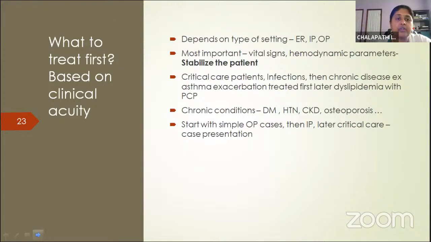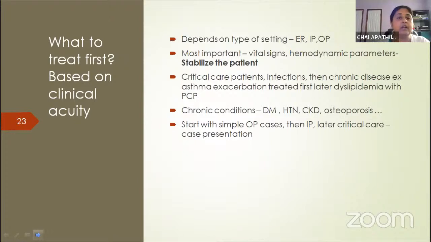Another question was what to treat first based on clinical, or what to treat first. So here, this is based upon what is the urgency, what is happening with the patient, what is the type of setting. Is the patient in an emergency room, in an IP, in an OP? Based upon the setting, based upon the stability of the patient, most important, is the patient stable? Are the vital signs stable? Look at the hemodynamic parameters, and then we go from there. As you all know, first we take care of critical care patients, and then infections, and later we go to chronic disease.